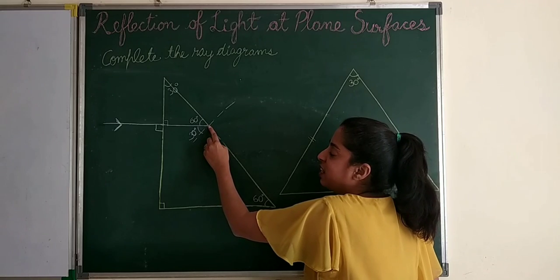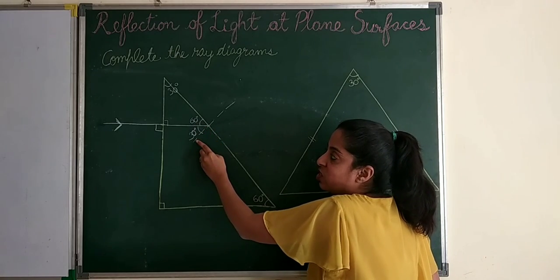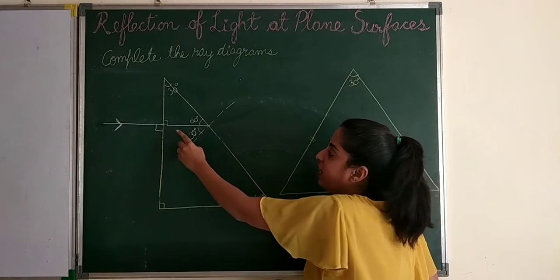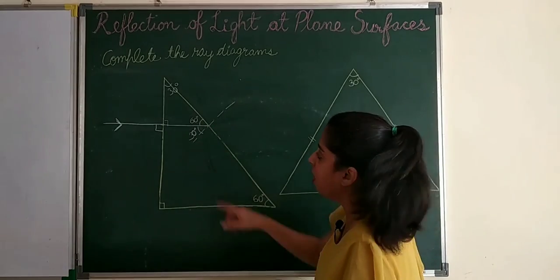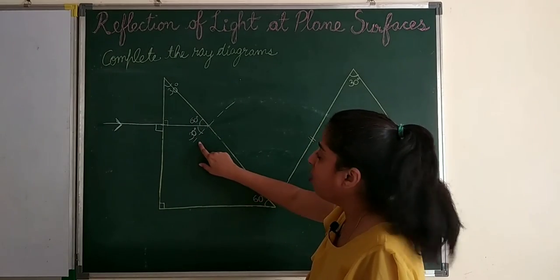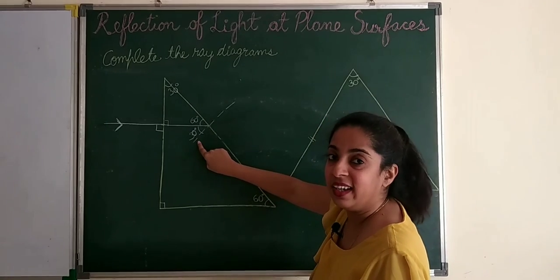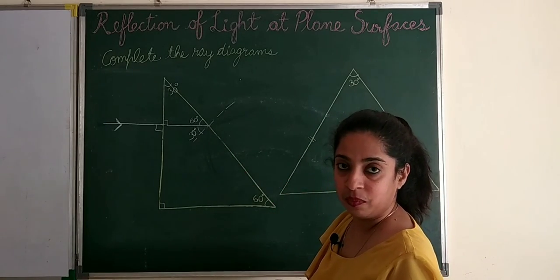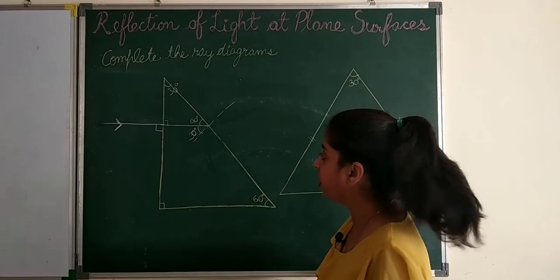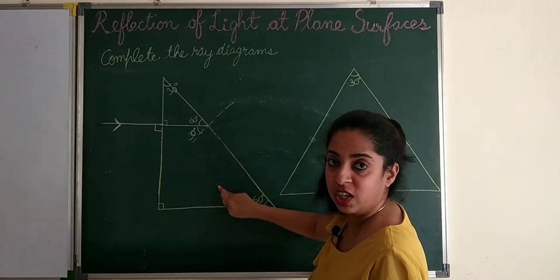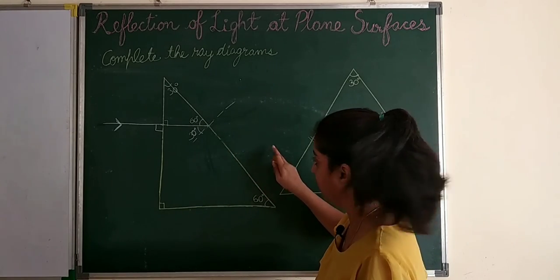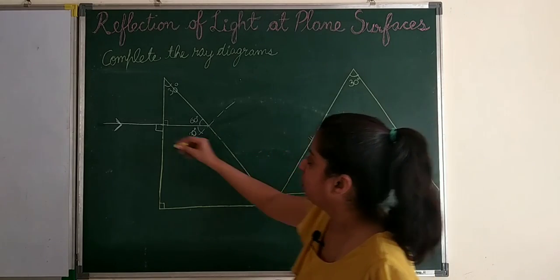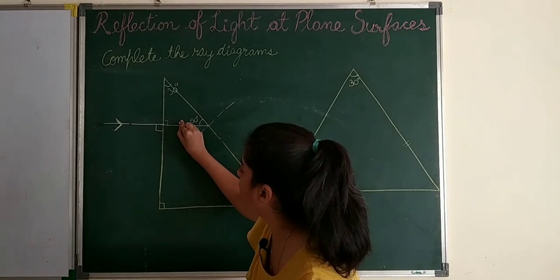So our incident angle is not 60. It is 30, because what is the incident angle? The angle which the incident ray makes with the normal. So here it is 30 degree. Now as you know, 30 is less than the critical angle, 30 is less than 42 degree. So there will be no reflection, there will be only refraction. So it will refract from here. This is the first arrow.